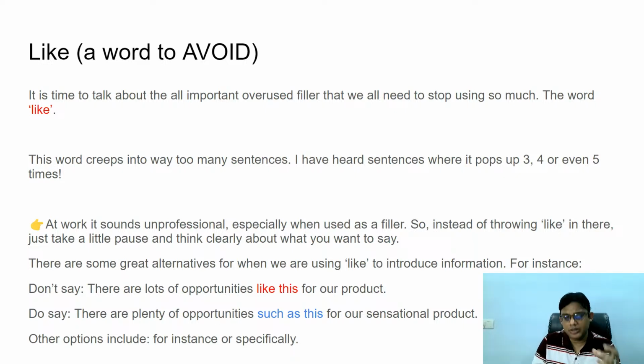So try to think of a sentence with such as. I'll do a thing such as this. I want answers such as this. Instead of saying I want answers like this, you can say I want answers such as this. Such as this sounds better.